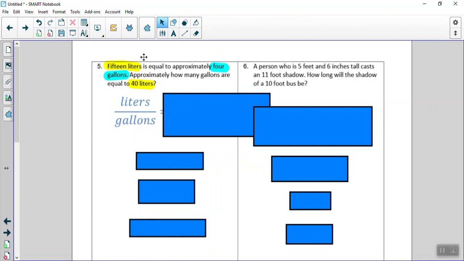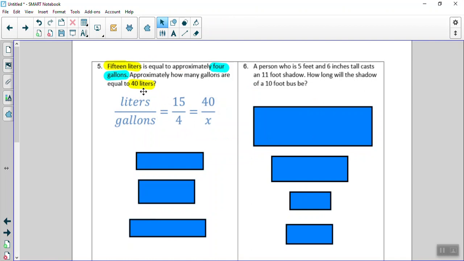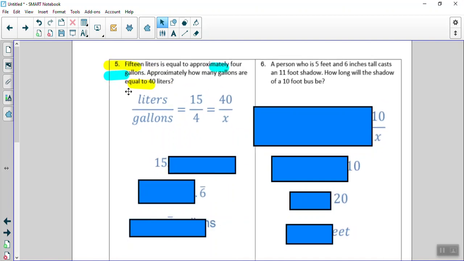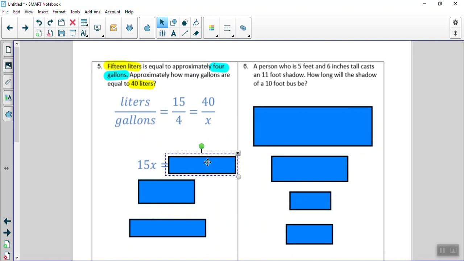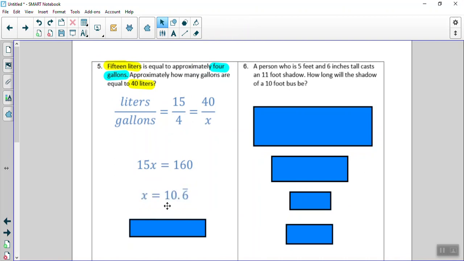So the first sentence tells us our first fraction, right? 15 liters is equal to 4 gallons. So there it is. 15 liters is 4 gallons. And then they want to know how many gallons are equal to 40 liters. So liters goes on top with our other liters, and then our x goes on bottom with the gallons. Then we're going to cross multiply. 15 times x is 15x. 4 times 40, sorry guys, 4 times 40 is 160. Then on both sides we're going to divide by 15, and we get x is equal to 10.6 repeating.